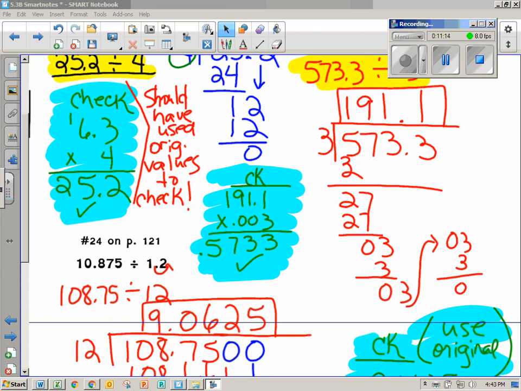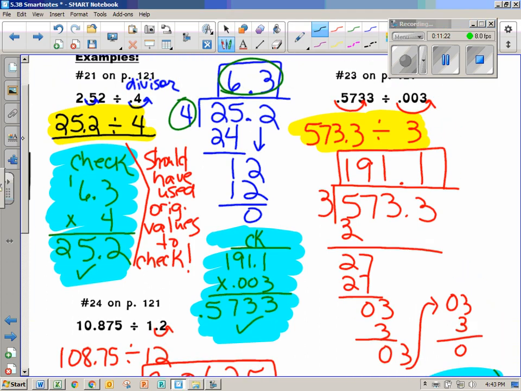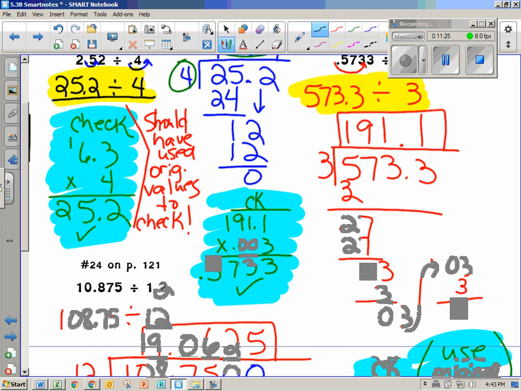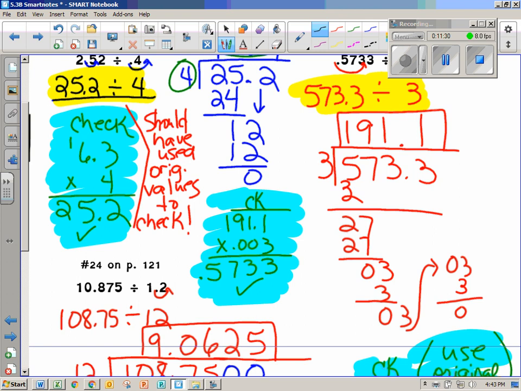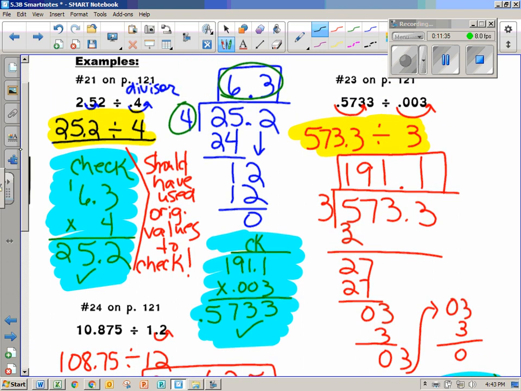Okay, well, I realized something as I was checking. When we checked our first problem up here, number 21, highlighted in blue, I just checked by looking at my division problem. When you check, you really should go back and use the original values. So I should have been checking 0.4 times 6.3, so that I can make sure I really get my original 2.52. Just make a note there that we should have used the original values to check.